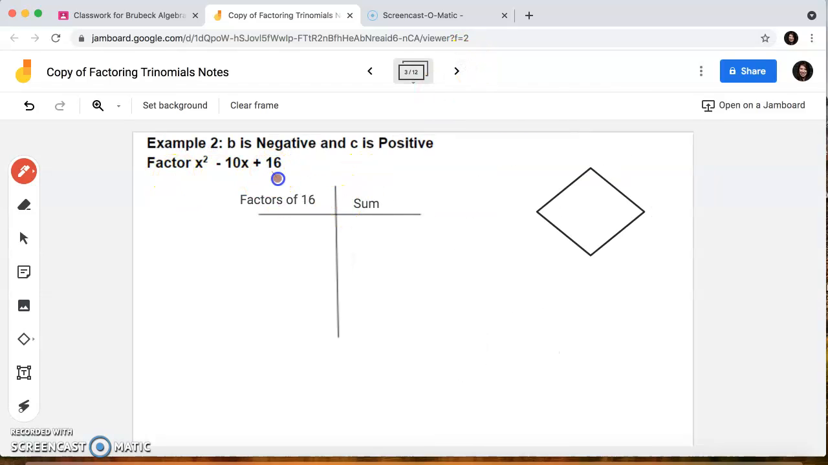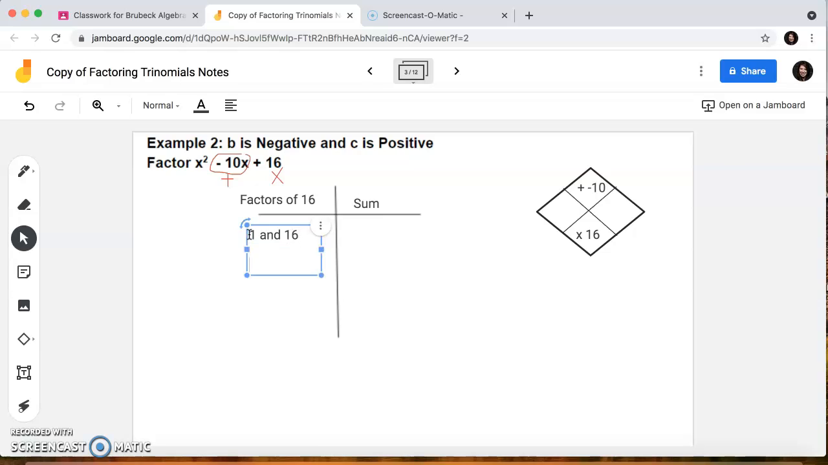Next slide. Now we need to find two numbers that multiply to get us 16, but add to get a negative 10. So I'm again going to make my diamond and lines through it. Two numbers that multiply to get 16, but add to get a negative 10. So let's think of all the factors of 16. 1 and 16, 4 and 4, 2 and 8. And if we add those, 1 and 16 is going to get us 17. 4 and 4 is going to get us 8. And 2 and 8 is going to get us 10.